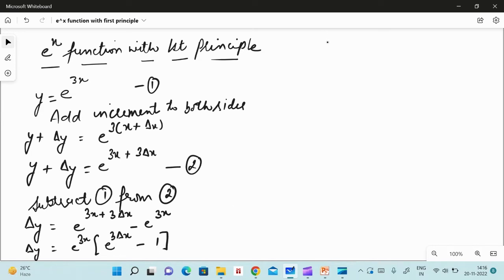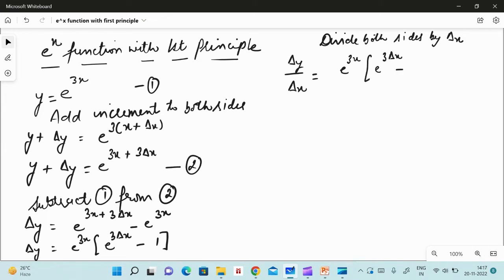The next step is to divide both sides by delta x. So I will get delta y divided by delta x equals e power 3x times (e power 3 delta x minus 1) divided by delta x. You can see here that we have to make this power and this denominator in an equal form.